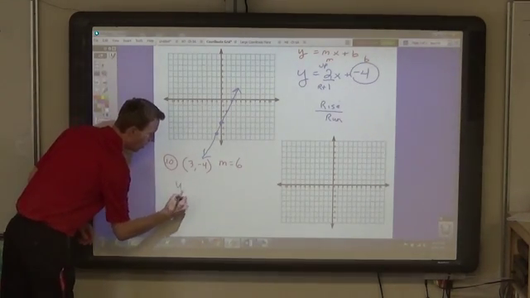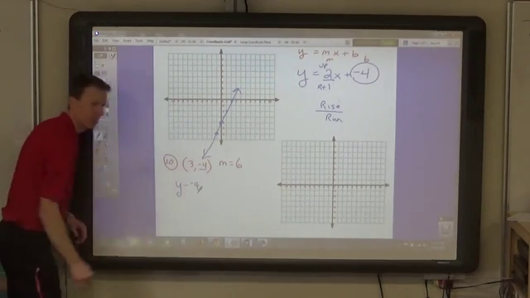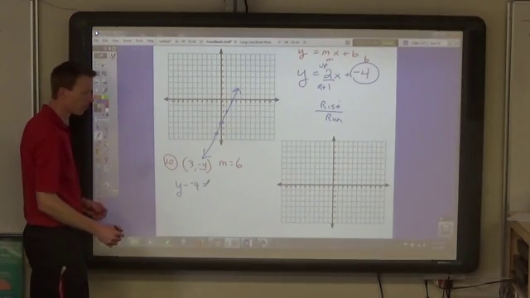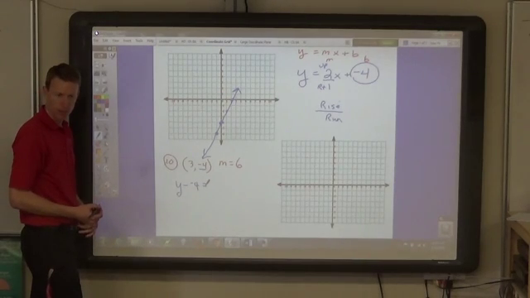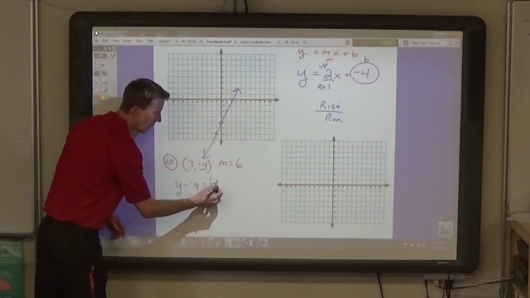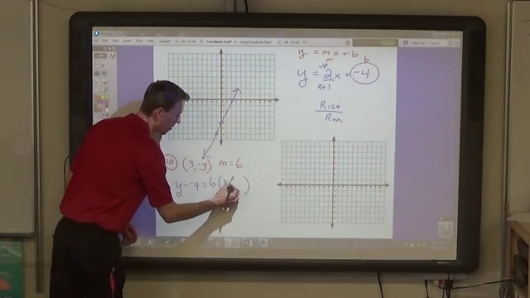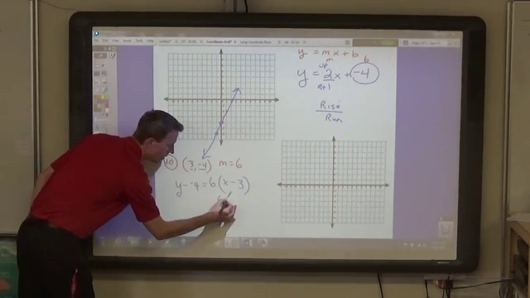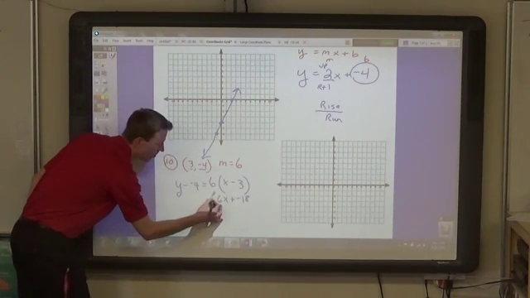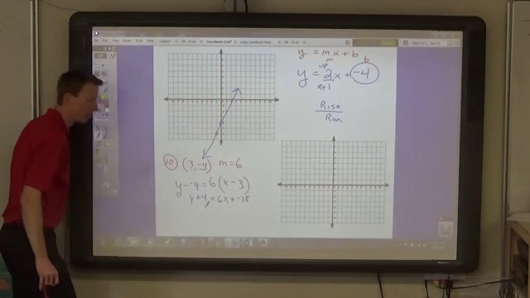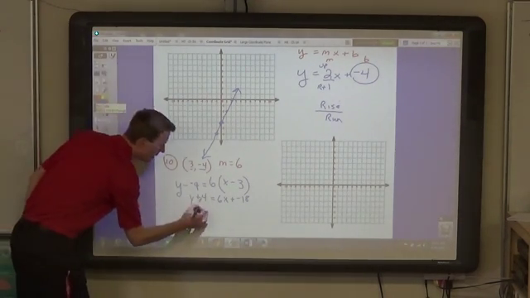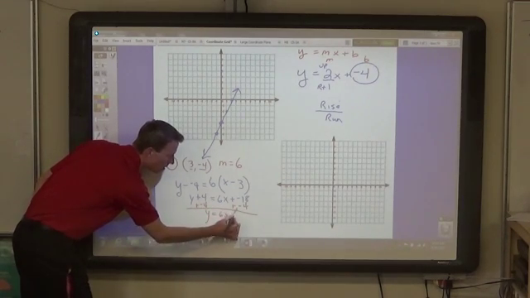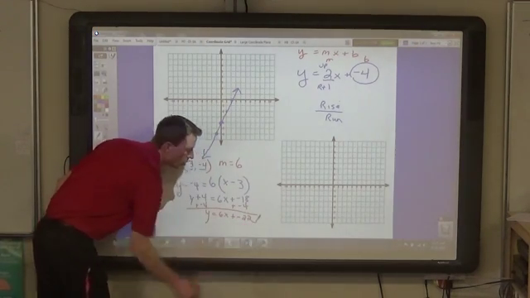Let's see. y minus negative 4. Oh, right, negative, because it's y always, minus. It's always subtraction. So then just put plus 4, equals m, what is m? No, it's 6. 6 times, and you always put parentheses, x minus 3. x1, so 3. So that's 6x plus negative 18 equals y plus 4, right? Because minus minus equals plus. Then add negative 4. So y equals 6x plus negative 22.